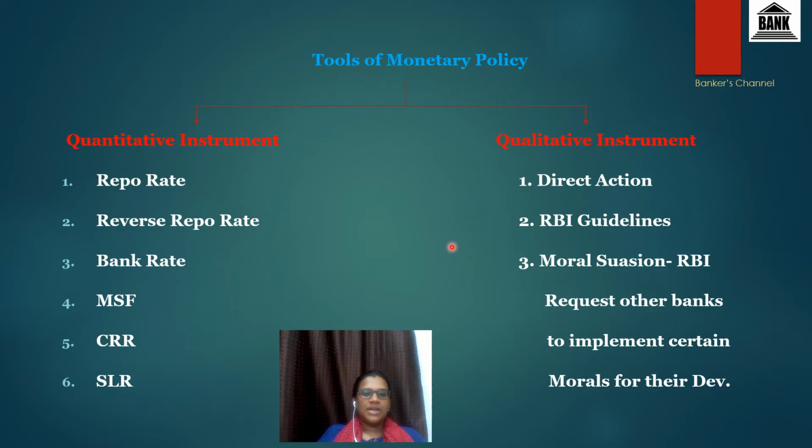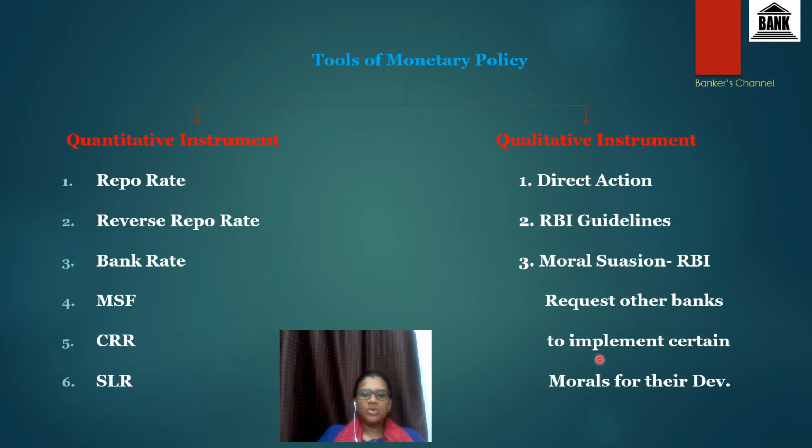Okay, and next we will have a look at the tools of monetary policy involved in controlling inflation as well as deflation in the economy as well as price stability. There are two tools in monetary policy. The first one is the quantitative instrument and the second one is the qualitative instrument. In quantitative instruments, we have repo rate, reverse repo rate, bank rate, marginal standing facility ratio, cash reserve ratio, and SLR, statutory liquidity ratio. Okay, in qualitative instruments, we have direct action, RBI guidelines, and moral suasion.